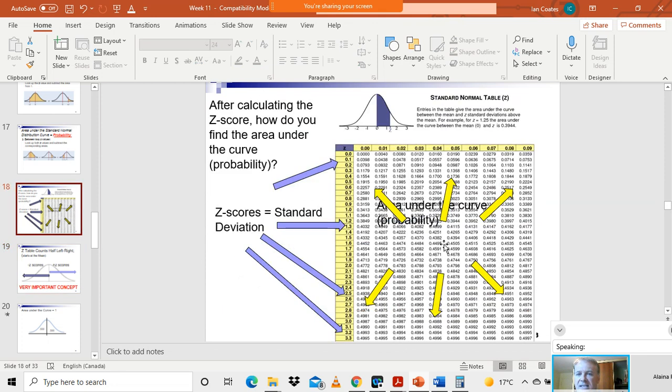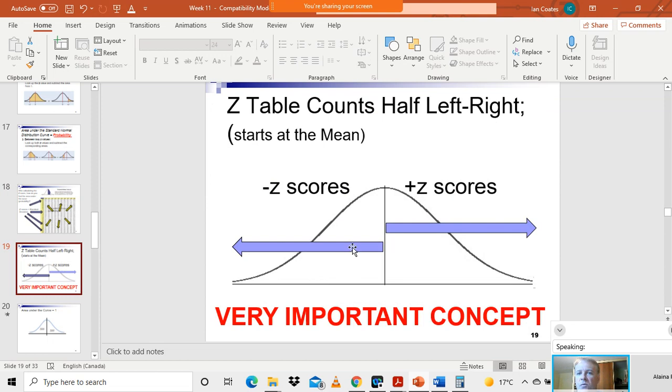How this table works is it works from the mean out. Okay? It works from the mean out. Okay? So just carry that in your umbrella there for a while, and we'll come back to this one here. All right?